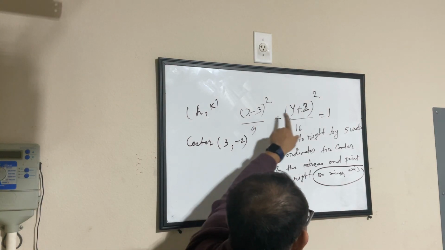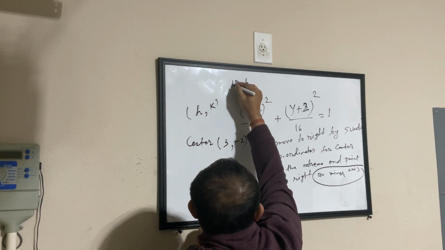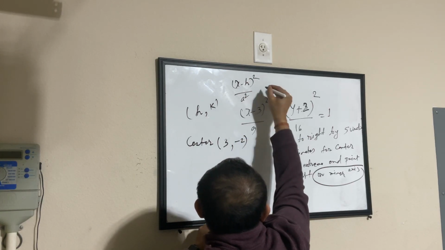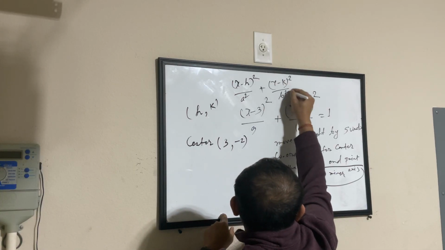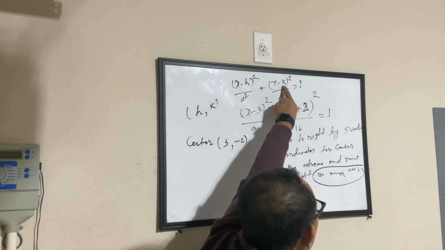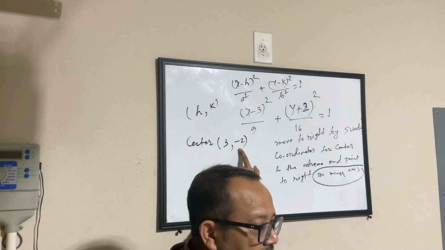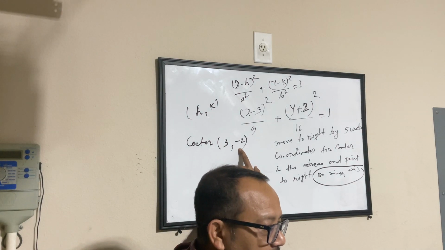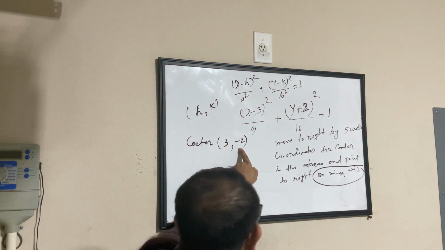Just by looking at the equation, my standard form is x minus h squared by a squared plus y minus k squared by b squared equal to 1. So here I have a plus, that means this k has a negative value, that's how it's becoming plus. Okay, so now we got the center.